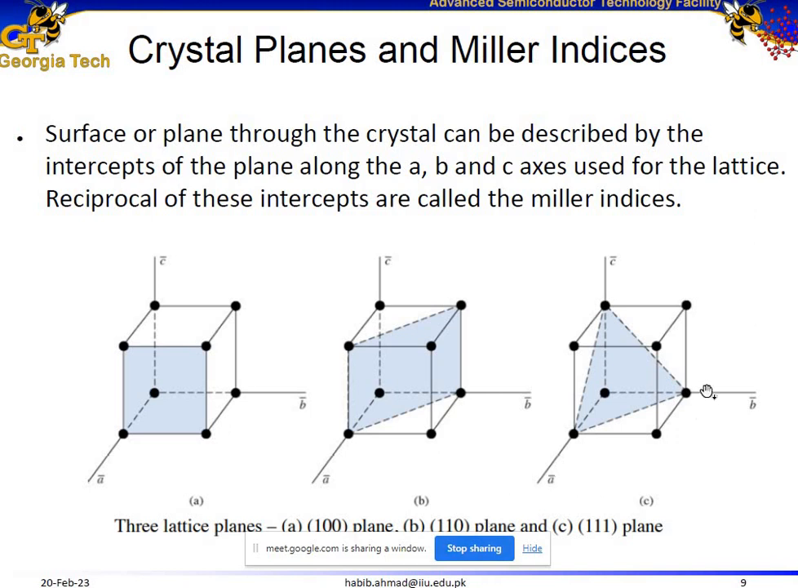Consider another example. Here we have a plane which is intercepting the x-axis, the y-axis, and also the z-axis. So in this case, the intercepting points are 1, 1, 1, and their reciprocals would also be 1, 1, 1. So the Miller indices would be 1, 1, 1, and you can call this kind of plane the 1, 1, 1 plane.